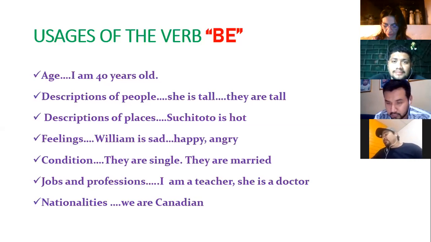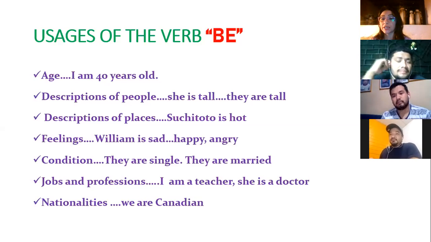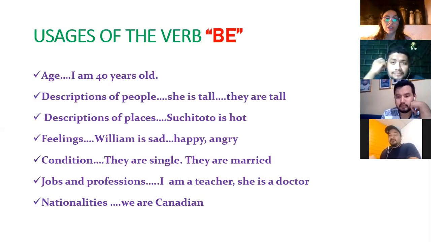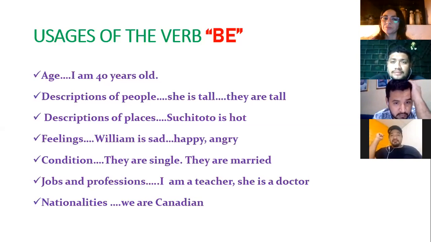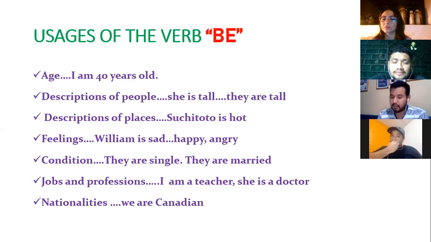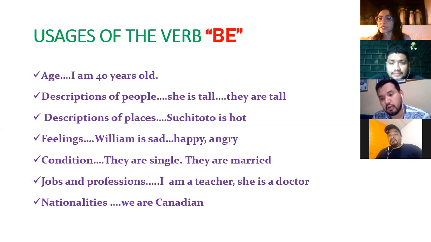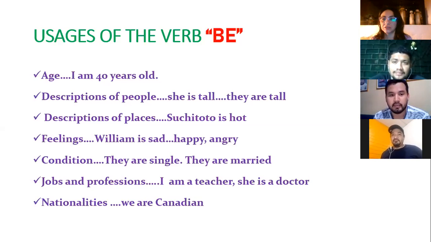Nelson, give me a sentence about nationality. I am from El Salvador. Uh-huh, I am from El Salvador, right? Or you can say, I am Salvadorian. Very good, nice. All right, Rodrigo, give me one sentence of description of people. He's a boy. Okay. He's a boy, and you can say he's a tall boy. Or big boy. Yeah, very nice. Beautiful girl. Yes, very good. Nice.